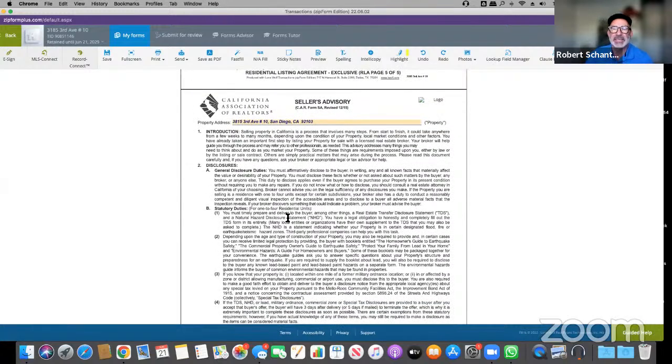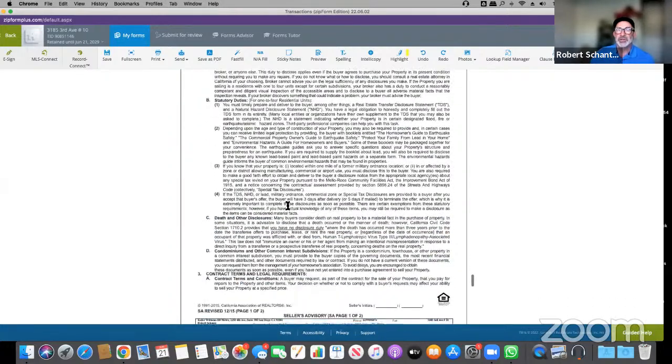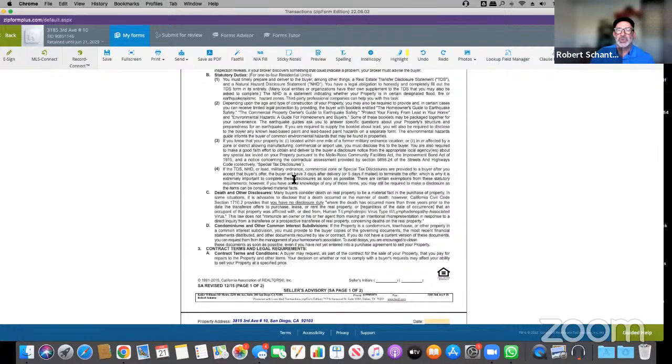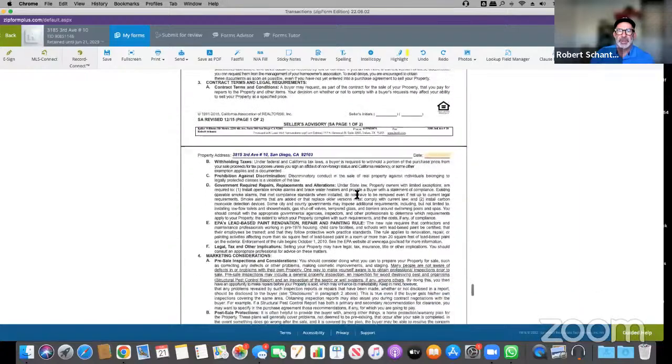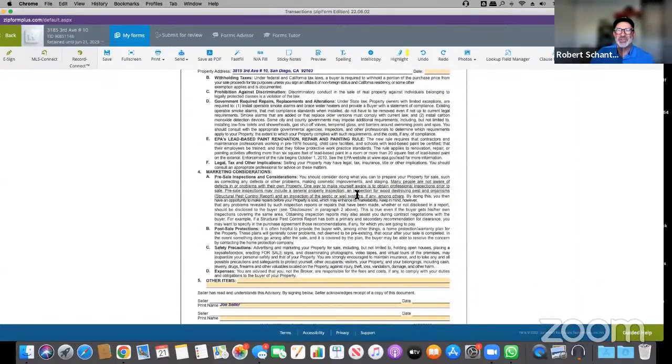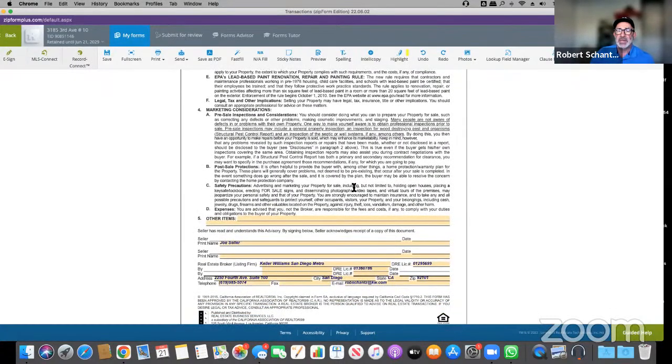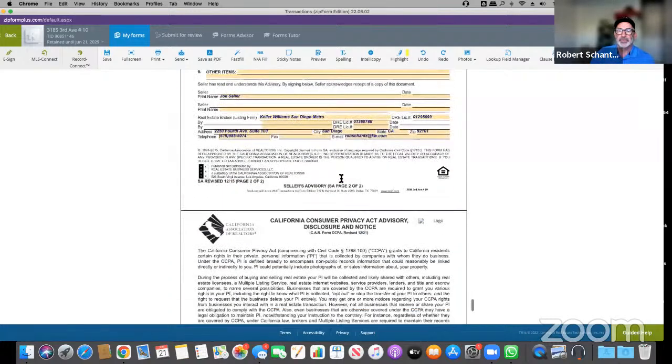And the last 2 pages is the seller's advisory. And in a nutshell, this is basically an advisory to the seller. Hey, you're selling your home. Here's your general disclosure duties. Here's your statutory duties. Here's your death and other disclosure duties. If it's in a condo, here's your duties. Basically, it's just the seller's disclosures without boring you. But this is an advisory to the seller to make sure they read, which they won't 99% of the time, but you never know, you might have somebody that will. And it basically just outlines what their responsibility is during the sale.